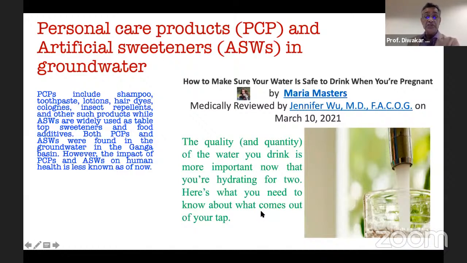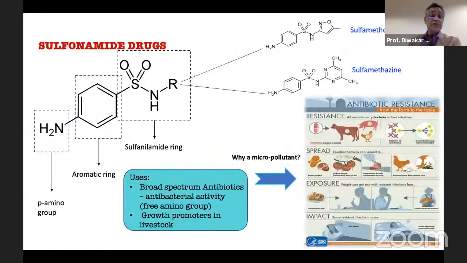Here is what you need to know about what comes out of your tap. What we want to say is that what we are getting through the tap, or the water sources that we are having, how safe the water is there. That is the important point that we have to look into.